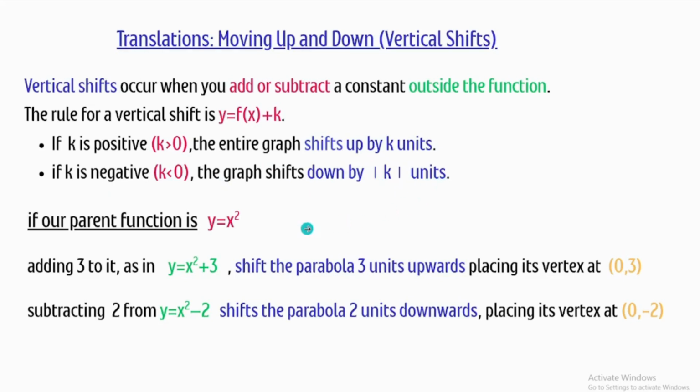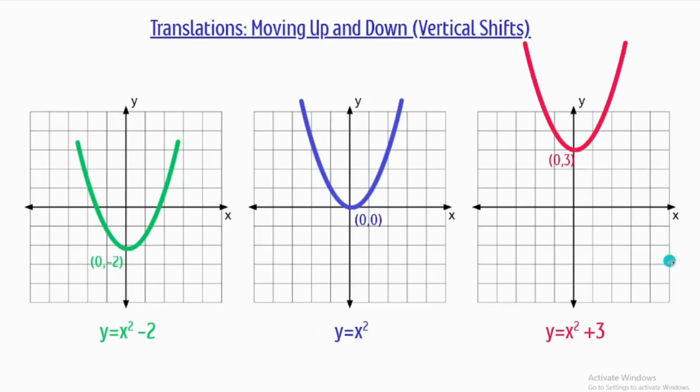We will take an example. The parent function is y equals x squared. If we add 3 to the function, y equals x squared plus 3, that shifts the parabola 3 units upwards, placing the vertex at (0, 3). And if we subtract 2 from the parent function, that shifts the parabola 2 units downwards, placing the vertex at (0, -2). We will see.